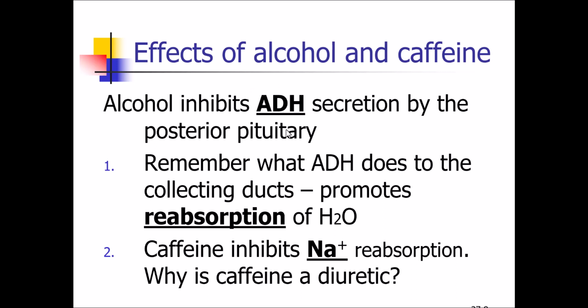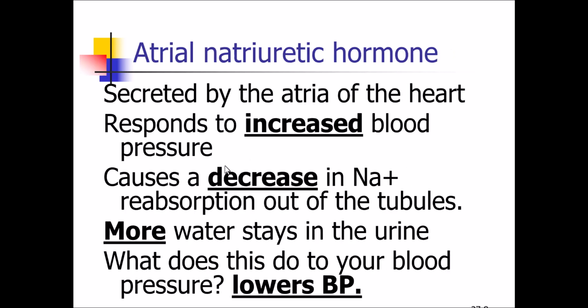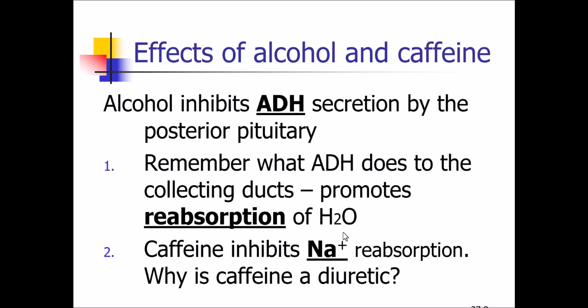So it works the same way, right? Remember that ADH is pulling water back in. Well, if ADH can't pull that water back in, that means that more water will end up in your urine. So that's how alcohol works. It inhibits ADH. Caffeine, however, works a different mechanism. Caffeine works basically the same way as ANH. So if you want to make a note, you can put that ANH, atrial natriuretic hormone, and caffeine basically have the same effect, and that is they inhibit that sodium reabsorption.